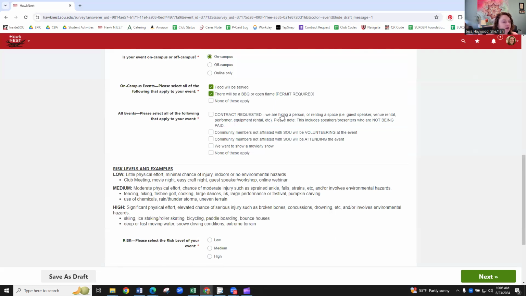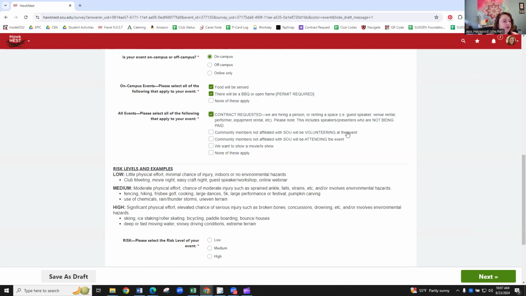If you're requesting a contract, so for example, you are hiring a person, renting a space. Examples are guest speaker, venue rental, performer, equipment rental, etc. Note, this also includes speakers and presenters who are not being paid. So if you are bringing anyone on campus to share knowledge, skills, or entertainment, you will need to click contract requested, whether you're paying them or if they are a guest speaker and they're doing it for free.